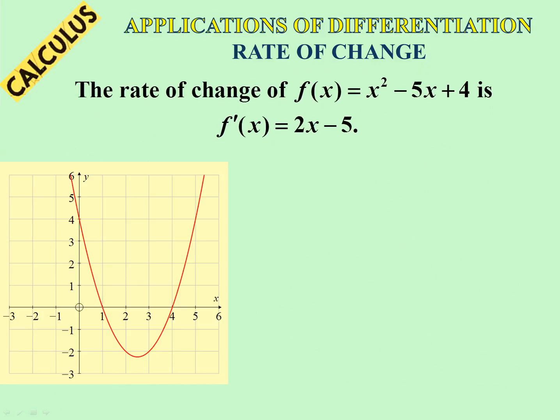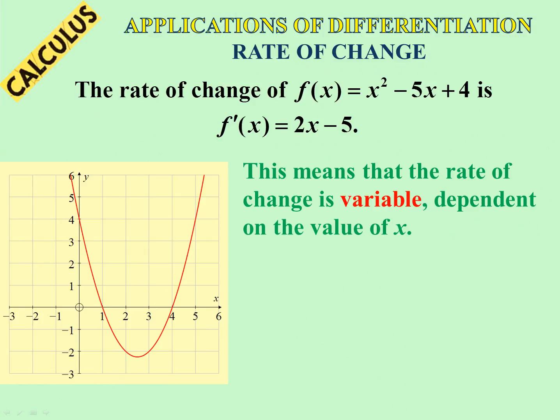Let's have a look. Rate of change of f of x equals x squared minus 5x plus 4 is 2x minus 5. Now notice it's a curved graph, so the gradients don't always have the same gradient, and that means it has a variable rate of change depending on the value of x. When x is 0, the rate of change is negative 5, which means the gradient of the tangent is negative 5. When x is 1, the gradient of the tangent is negative 3.